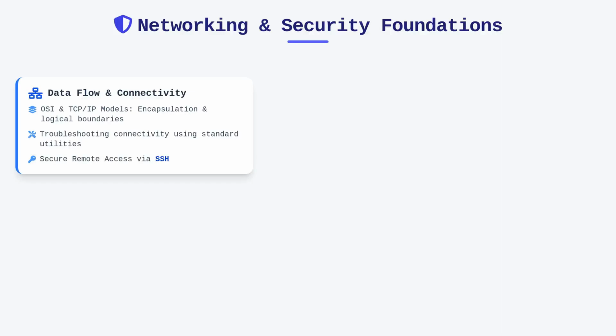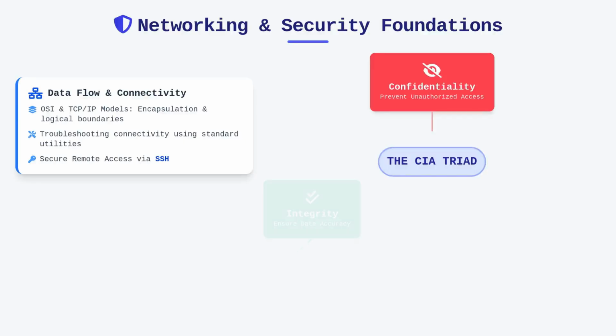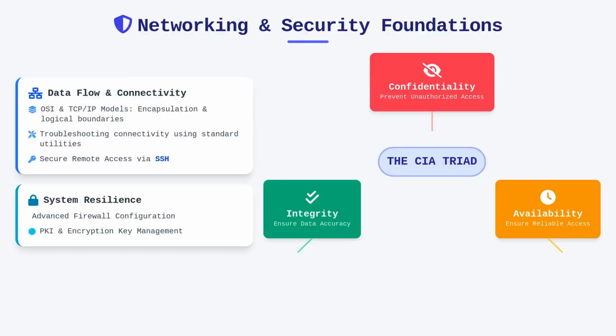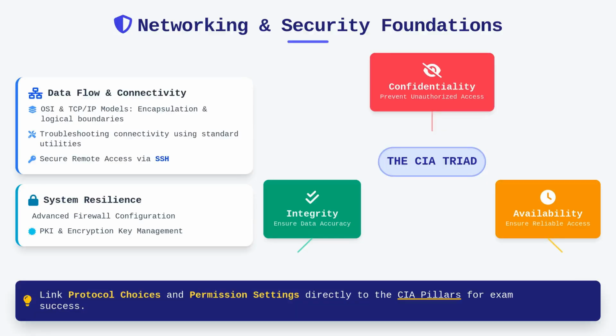your professional longevity. Remember the CIA Triad: confidentiality, integrity, and availability, because it serves as the ultimate benchmark for every security policy you implement. From firewall configuration to the management of encryption keys within PKI, these security tasks ensure the system remains resilient against unauthorized access. If you can explain why a specific protocol choice or permission setting directly supports one of these three pillars, you are well positioned for the upcoming test.